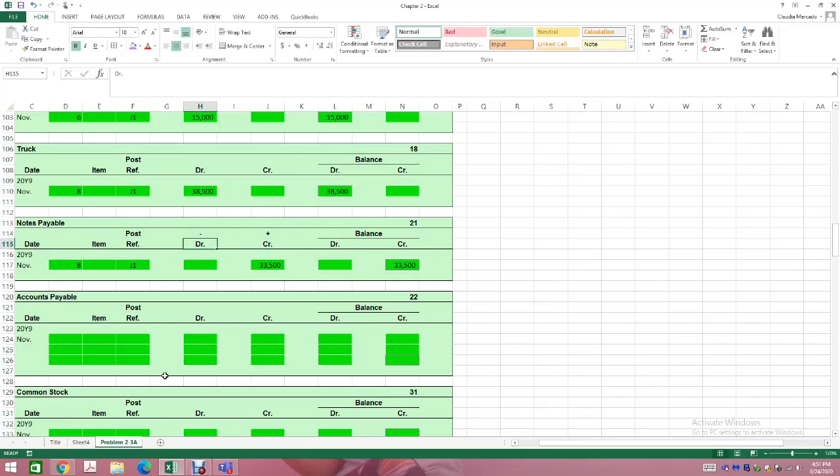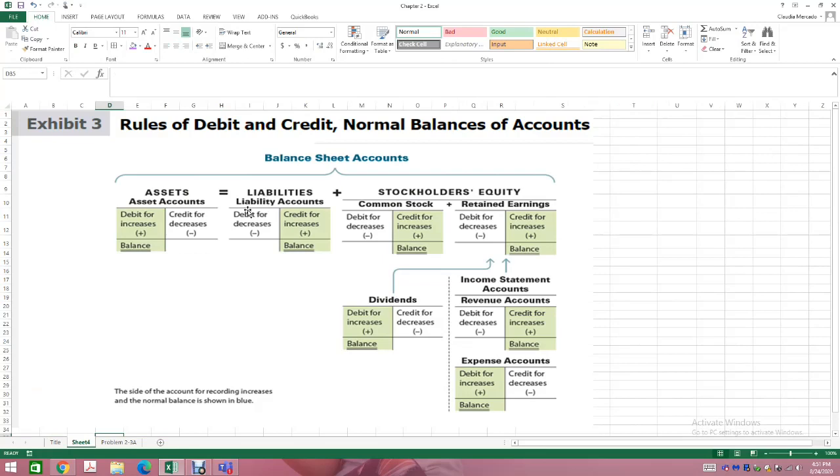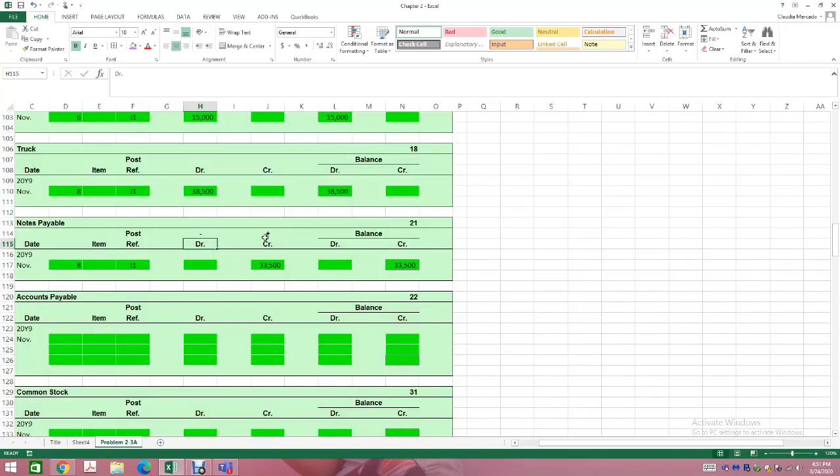And where am I getting that from? From right here. Liabilities, debit decrease, credit increase. So I just copy it right here, that way we know what a debit does: a debit decreases, a credit increases. So my notes payable increased by $33,500. And remember, it's in the credit column.